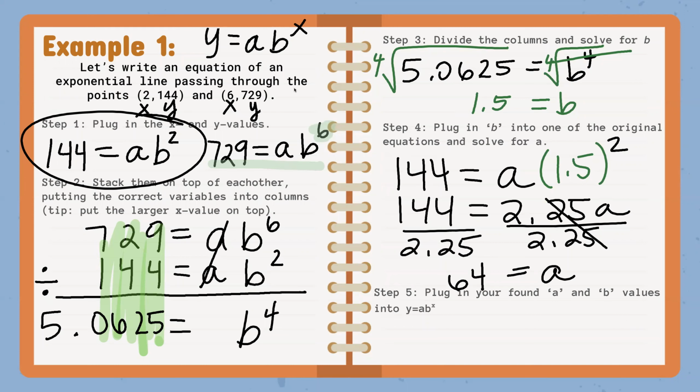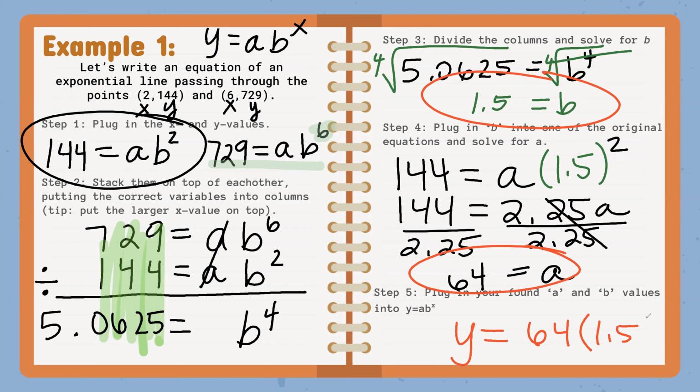So I have successfully found my a value. I found my b value, and that means I can create my equation: y = 64 times 1.5 to the x. And that is how you write an equation of an exponential line passing through those two given points.